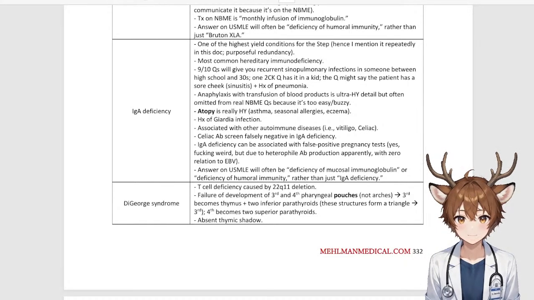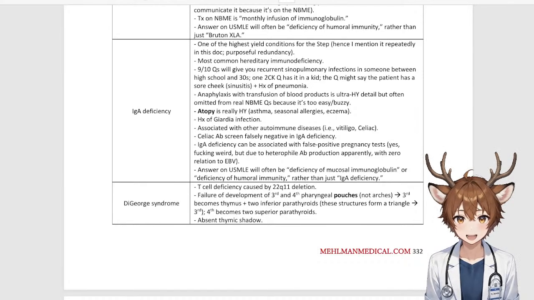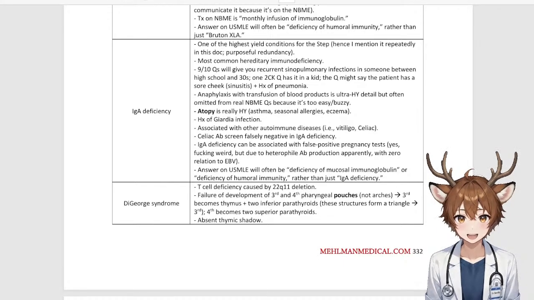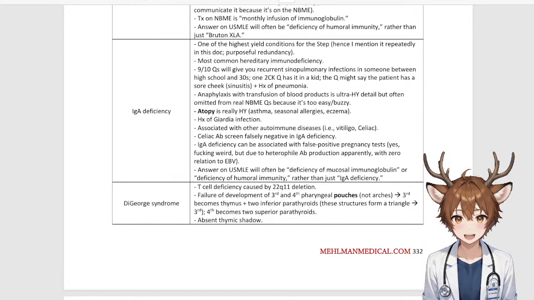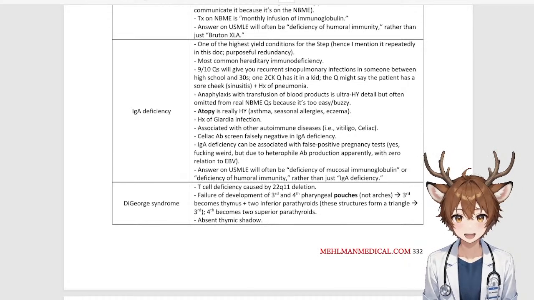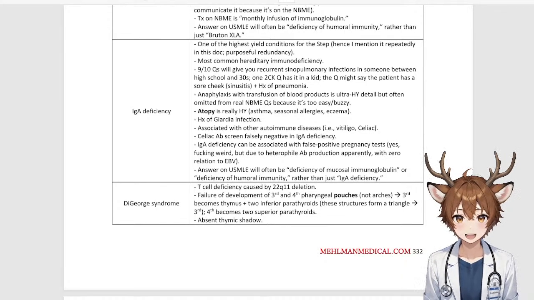IgA deficiency. One of the highest yield conditions for the step, hence why I mentioned it repeatedly in this document, purposeful redundancy. Most common hereditary immunodeficiency. 9 out of 10 questions will give you recurrent sinopulmonary infections in someone between high school and their 30s. 2CK question has it in a kid. The question might say the patient has a sore cheek, sinusitis, plus a history of pneumonia. Anaphylaxis with transfusion of blood products is an ultra-high yield detail, but often omitted from real NBME questions because it's too easy. They don't want to give the answer away.